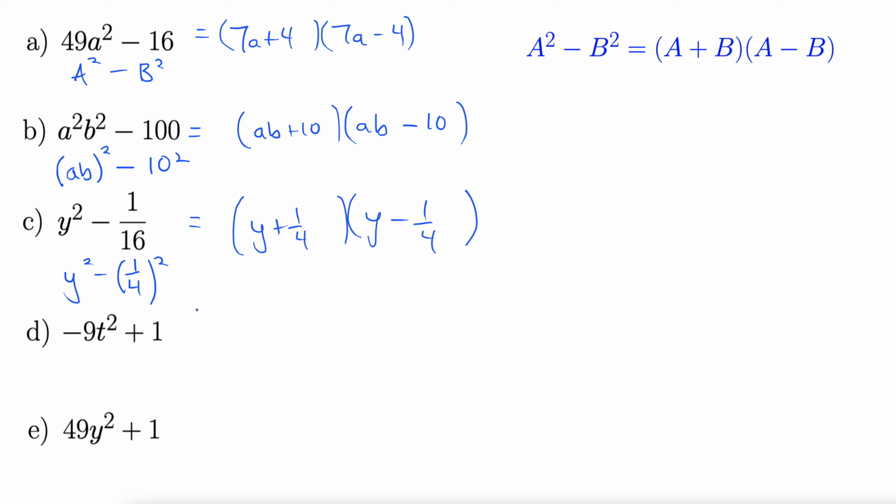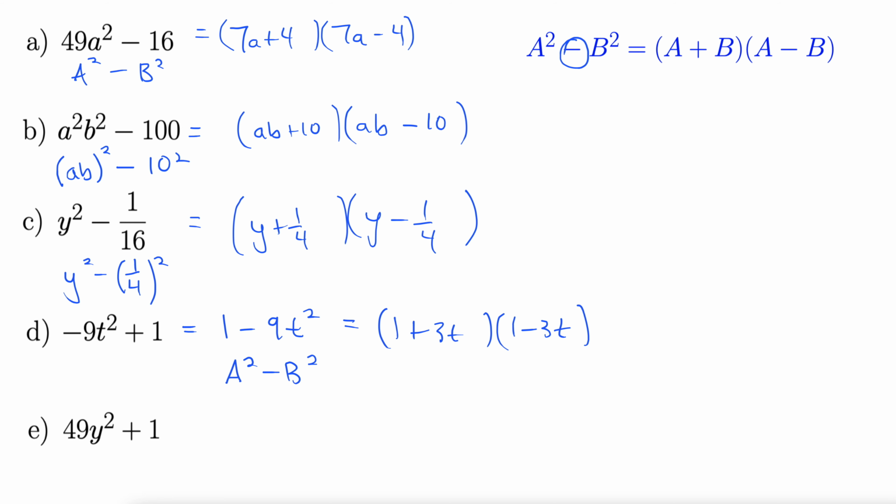Okay, this one is interesting. What I recommend here, we need to get it into the right form. You could factor out a negative. That's one way to do it. I recommend just rearranging, but one way or the other, we need to have a minus between them to use this difference of squares formula. So let's rearrange this to give us 1 minus 9t squared. Now it's of the correct form, A squared minus B squared. Okay, and now we can factor. Remember, 1 itself is a perfect square, so this will give us (1 plus 3t)(1 minus 3t).